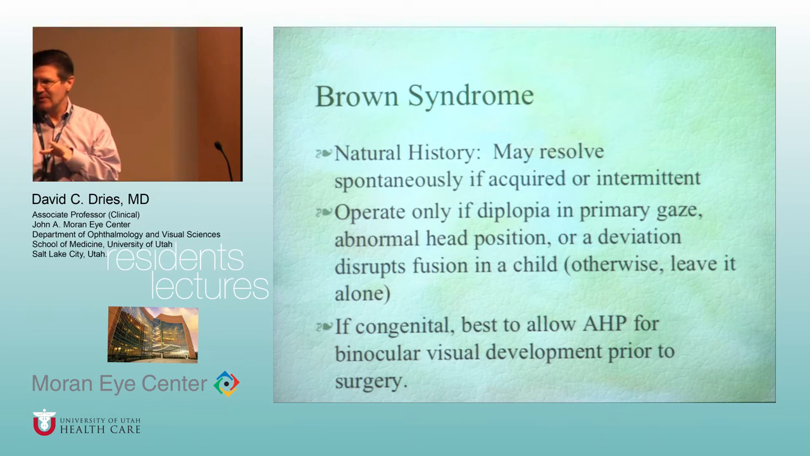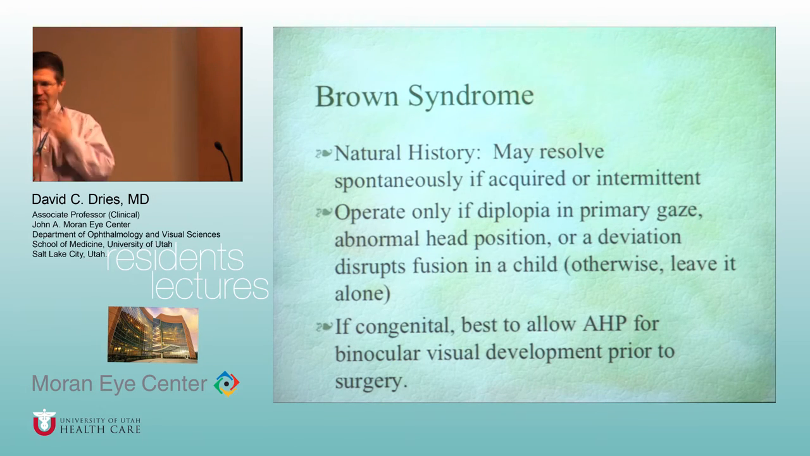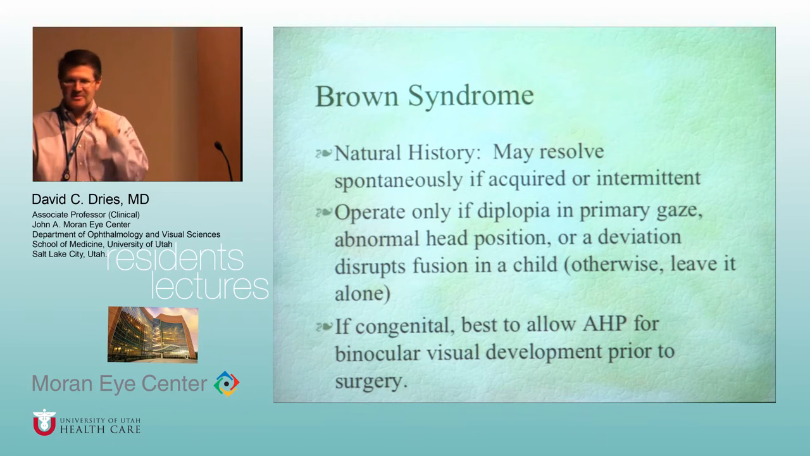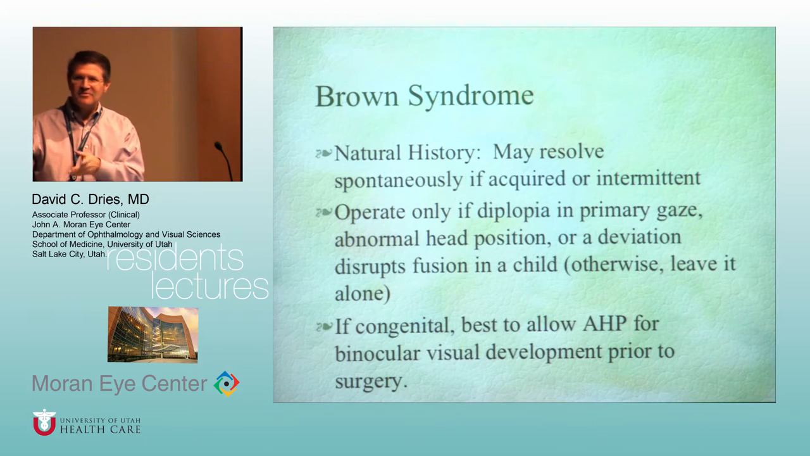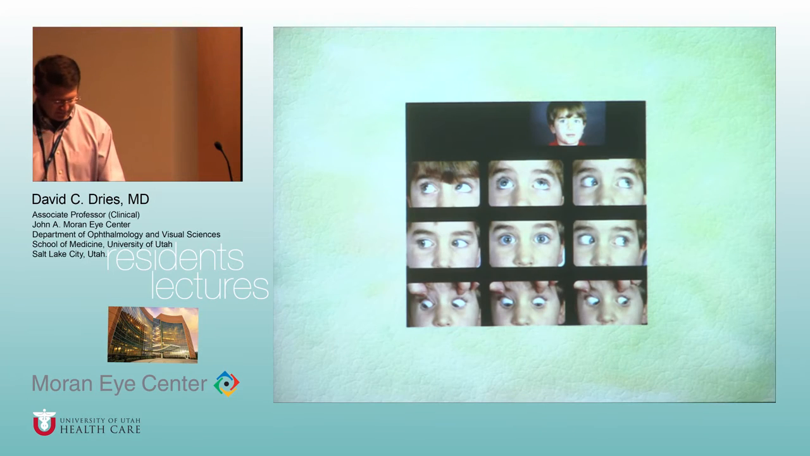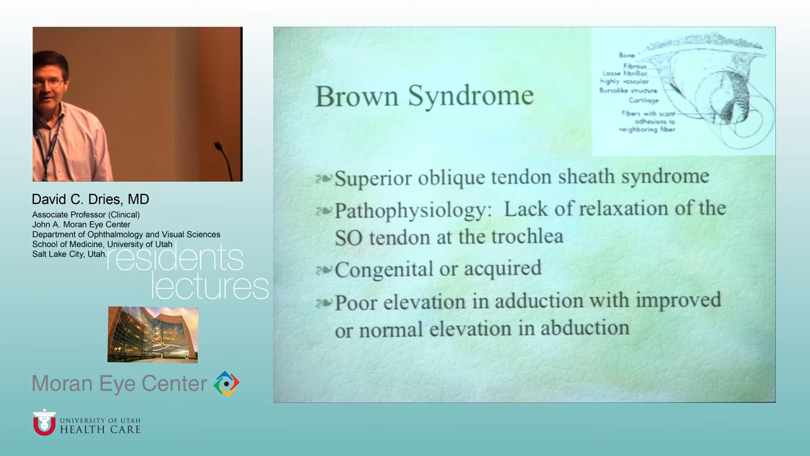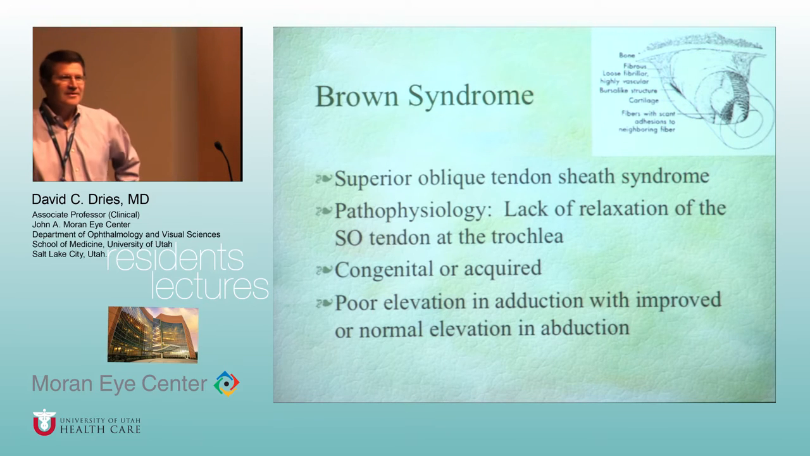Or just orbital trauma. Poor guy in a car, motorcycle or something, wham, they end up with Brown syndrome because of scarring at the trochlea. Even inflammatory diseases can cause troubles right up here, okay?